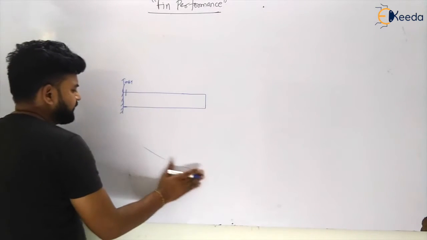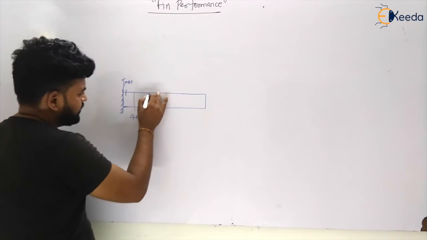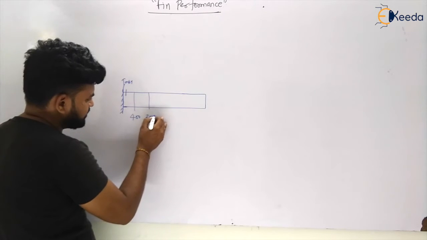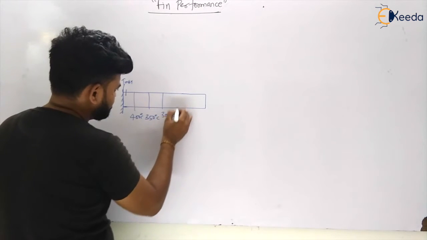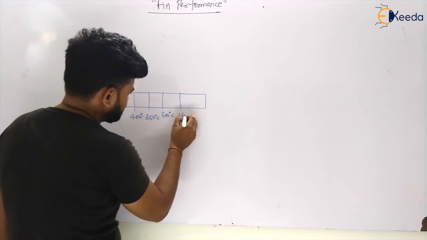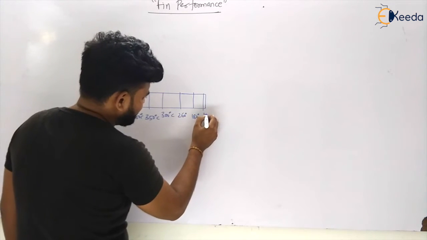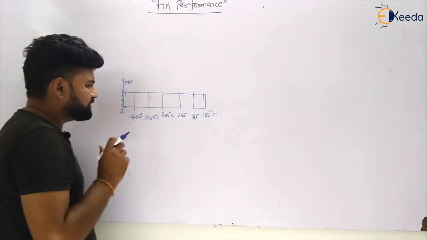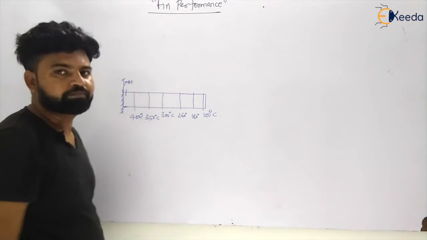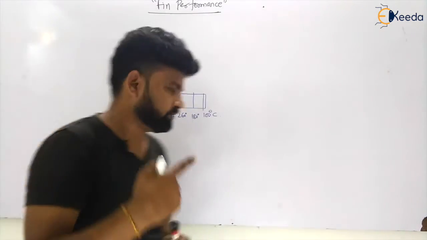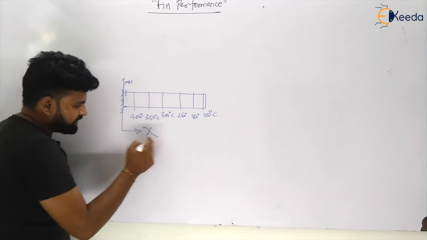Let us say the temperature is 400 degrees Celsius here, then it has decreased to 350 degrees Celsius, then to 300 degrees Celsius, then to 260, 180 degrees Celsius, and then it comes to 100 degrees Celsius. So the temperature is decreasing in the direction of X, my dear students.